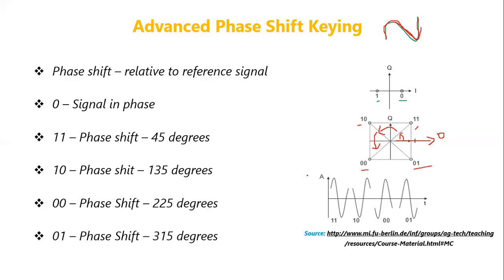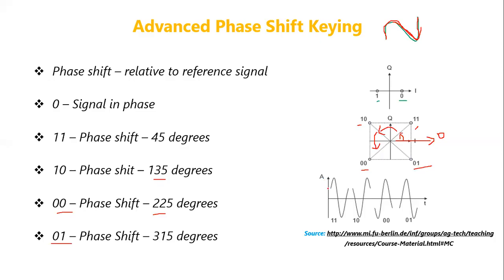So this is how the signals are transmitted. Whenever there is 11, there will be a phase shift of 45 degrees. Whenever there is 10, there will be a phase shift of 135 degrees. Whenever we want to transmit 00, there will be a phase shift of 225 degrees. Whenever there is 01, there will be a phase shift of 315 degrees. And that was explained in this diagram.